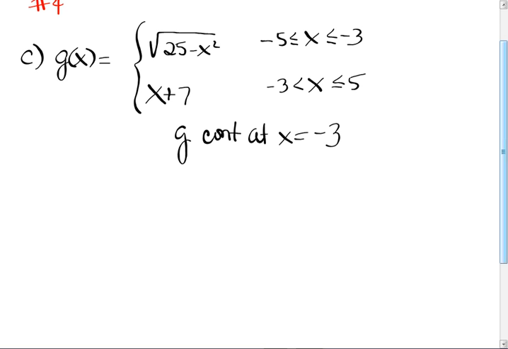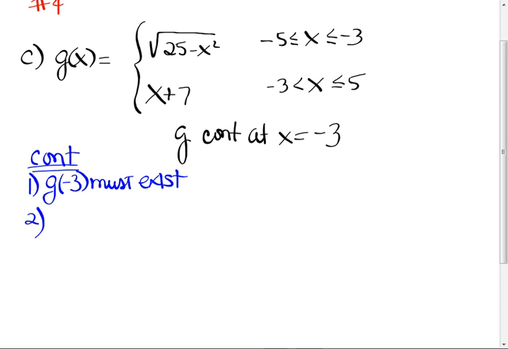Well, what are the conditions for continuity? Because this is what they're going to look for. If G is continuous at x equals negative 3, then G of negative 3 must exist. Right? Somehow you have to communicate this to the reader. Continuity. What else has to be true? Remember, there are 3 parts to this.